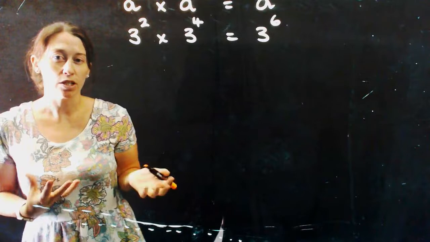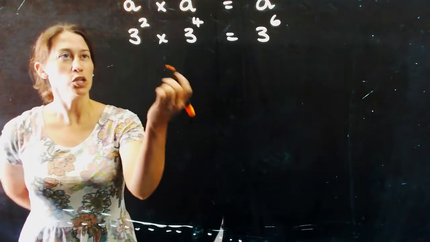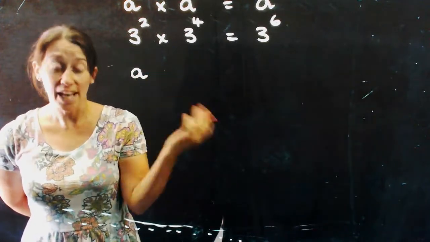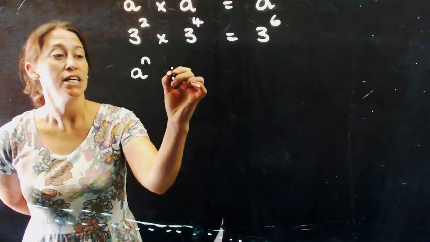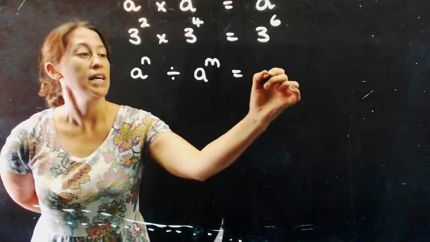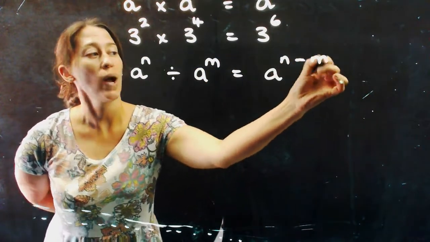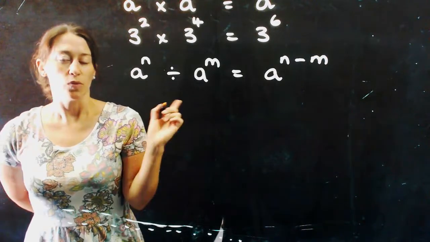The second law you need to know is the division law of indices. So the division law of indices is where we have, again, the same base. So say the general rule is a to the n divided by a to the m is a to the n take away m. So we subtract the powers.